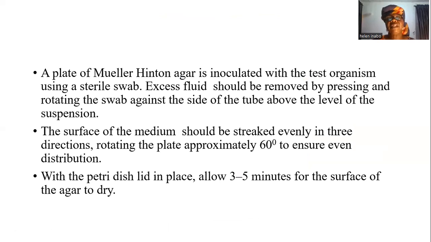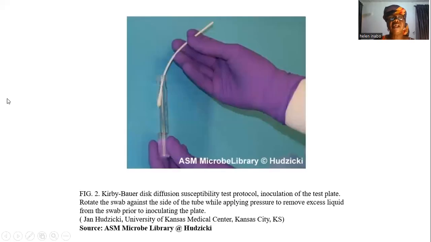Also, a plate of Mueller Hinton agar will be required to inoculate the test organism, and another plate will be required to inoculate the control organism using a sterile swab. Excess fluid should be removed by pressing and rotating the swab against the side of the tube above the level of the suspension, as shown in this figure here, by applying pressure to remove the excess liquid from the swab before inoculating the Mueller Hinton agar surface.